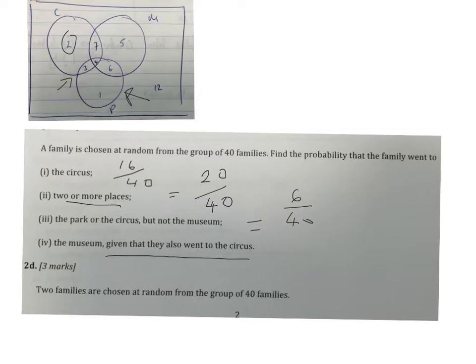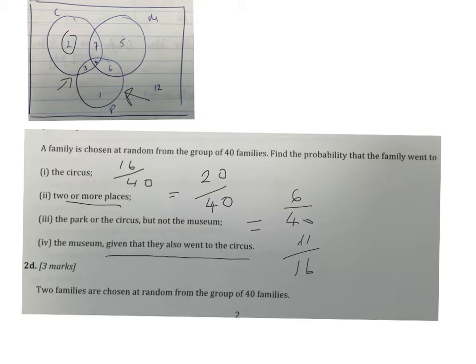So what we need to do is work out how many people went to the circus. So it's everybody in the circus circle. If we add that up, we've got 7 and 3, 2 and 4, which is 16. So suddenly the amount of people we're looking at reduces to just 16. Now, what is the probability that they went to the museum? Out of those 16, there's only the 7 and the 4. If we add those, we get 11. So the probability that a randomly picked person went to the museum, given that they also went to the circus, is 11 out of 16.